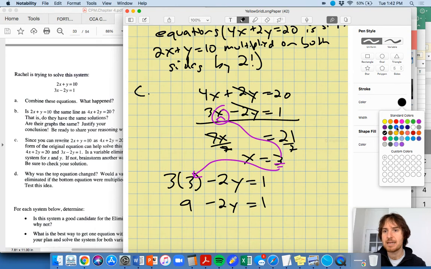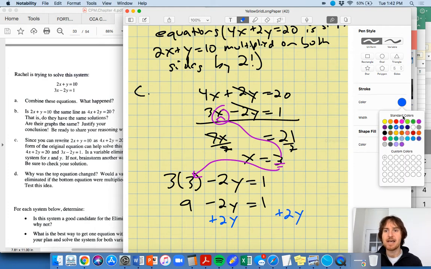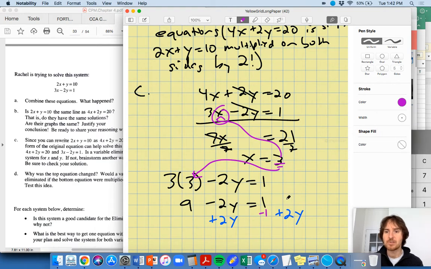Pro tip here, I got a negative for my variable. So I'm just going to add that to the other side. Then I'm going to make it positive. That's going to be nice here. Add my 2y to that side. I'm going to take away the 1 too. So I'm going to have my y's over here and my numbers over here to sort of simplify this.